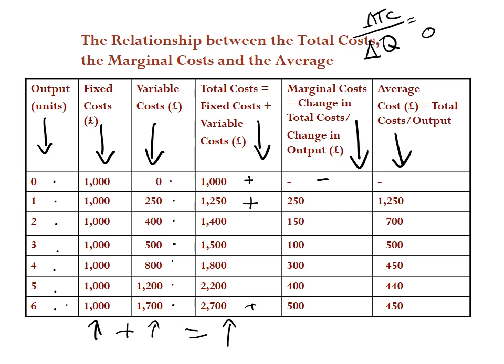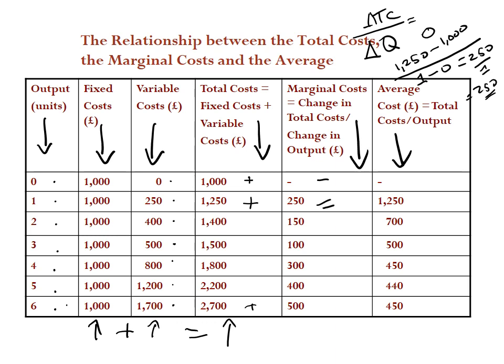Okay, how about second time? Let's see what happens when output is now 1 unit. What's our change in total cost? Our change in total cost will now be 1,250 minus our old total cost, 1,000. That's a change in total cost divided by what's our change in quantity? It's going to be 1 unit, so our new quantity minus 0, our old quantity. So that's going to give us 250 over 1, and that will give us 250. Okay, so we have over here 250.